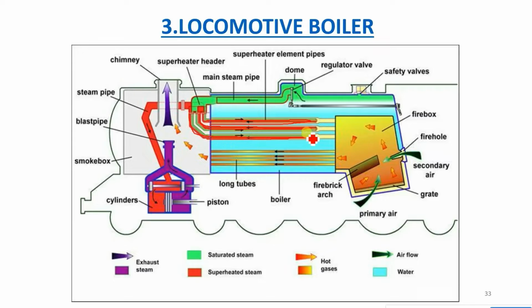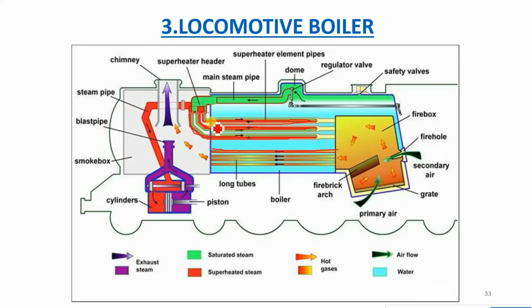So the main purpose of the bigger diameter of the fire tube is to accommodate the superheater inside it to superheat the steam. Here the diameter of the fire tube is very small, so a superheater cannot be accommodated. Therefore, two different types of fire tubes are provided, with a lower diameter and a bigger diameter. The bigger diameter accommodates the superheater inside it to superheat the steam.